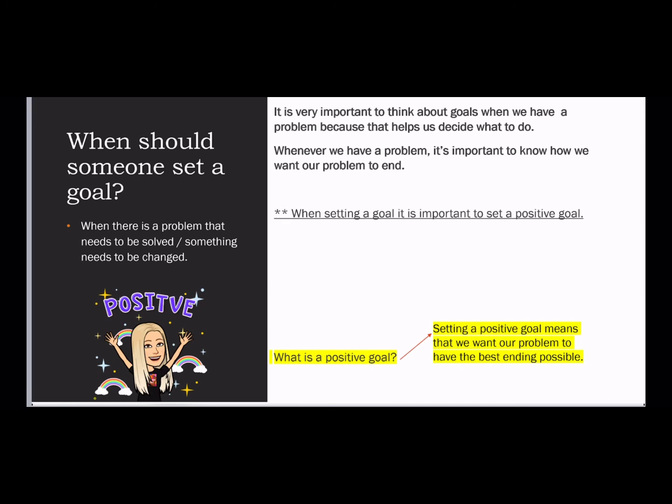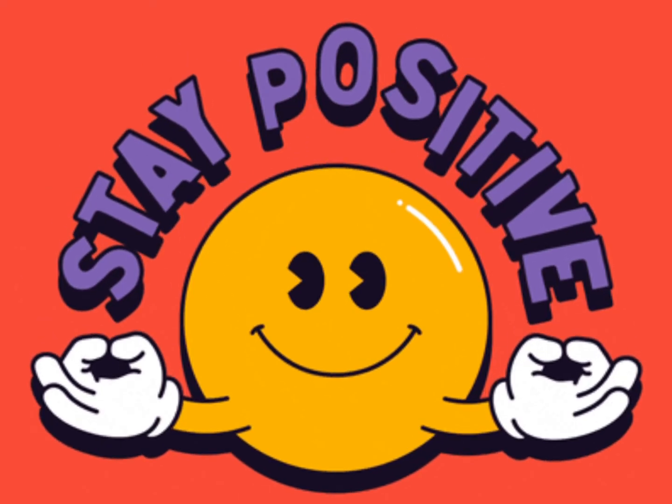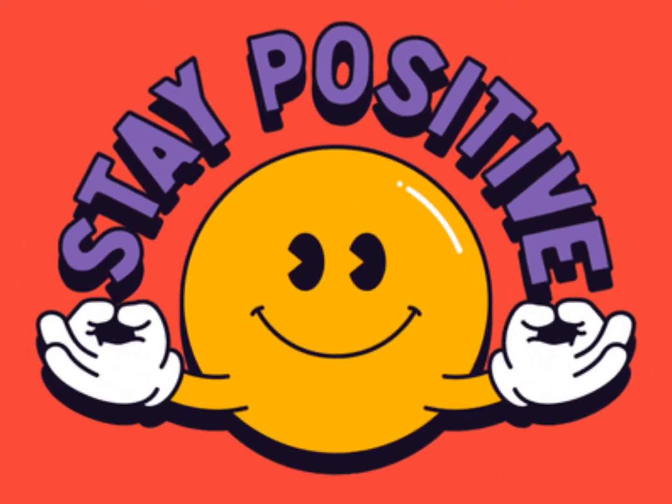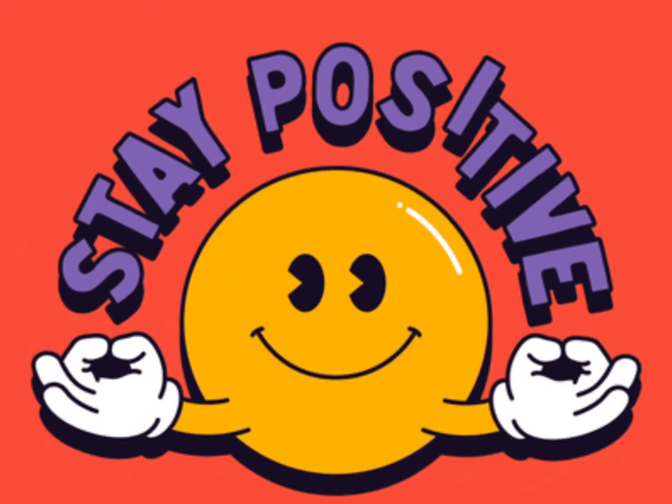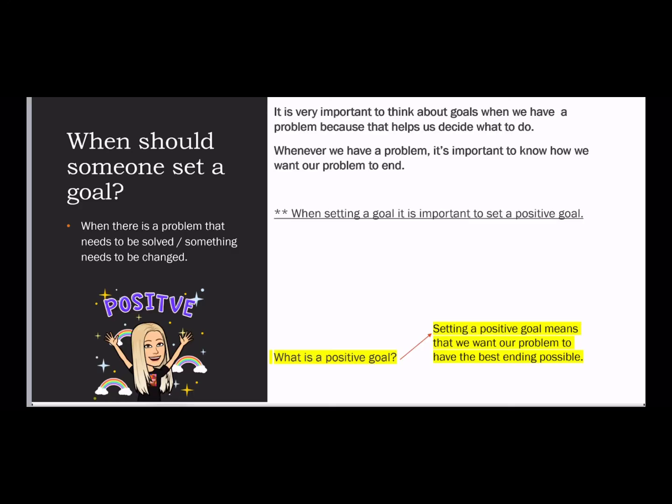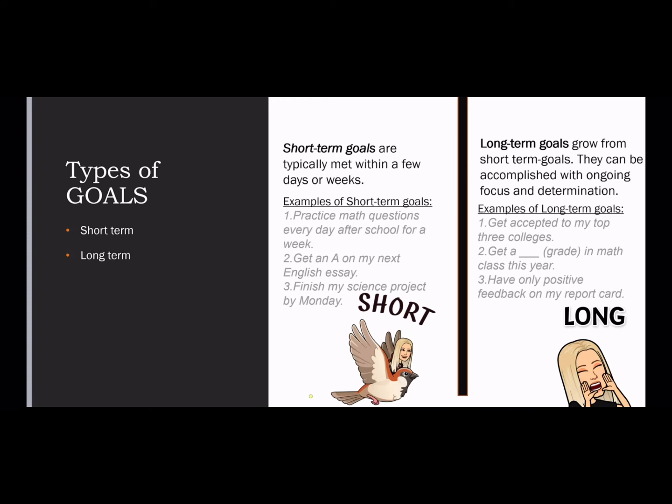So when should somebody set a goal? When there is a problem that needs to be solved, or when something needs to be changed. That's a good time to set a goal. And just remember, we should be setting positive goals. Setting a positive goal means that our problem will have the best ending possible. So there are types of goals. There are short-term goals and there are long-term goals.